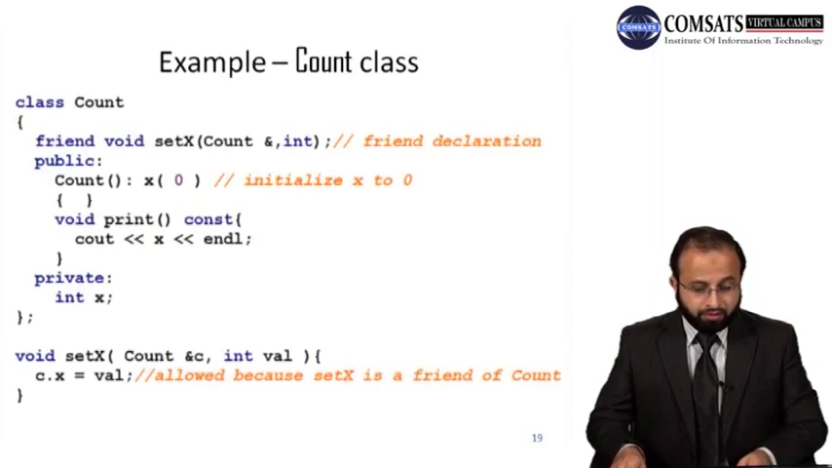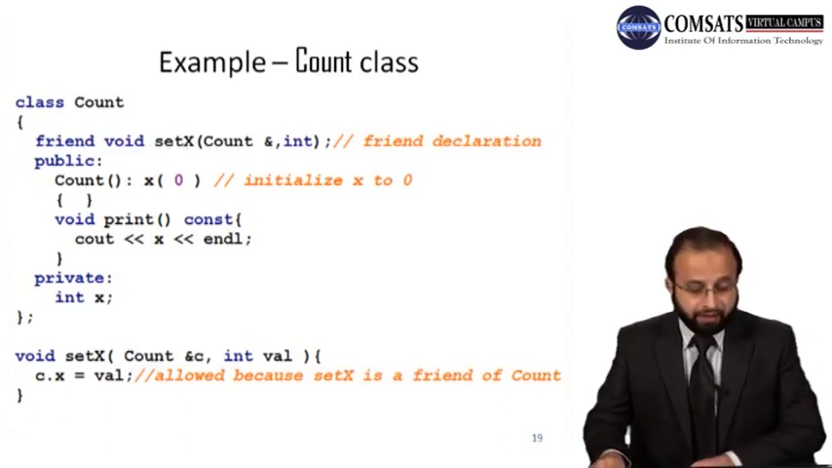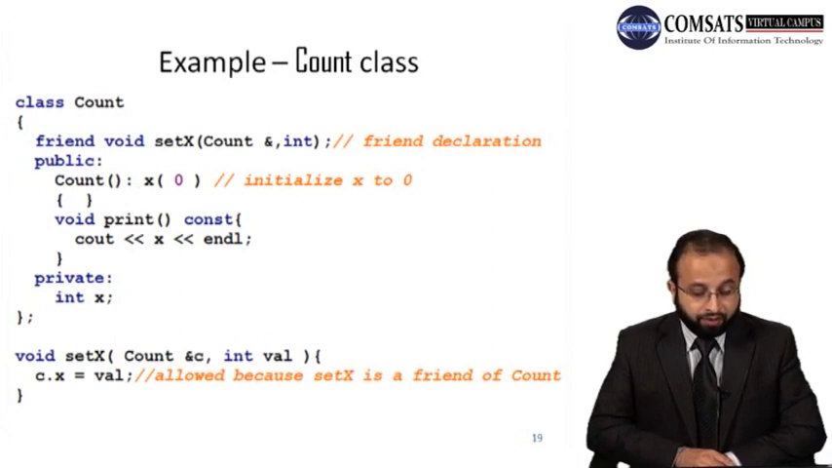In the count example, this is the count example. Now here we can see that we have a setX function, and that is the friend function of the Count class. And then we have some public functions, that is a default constructor, and then we have the print function that prints the value of x, and we have a private data member that is x. And outside the definition of the class, in the setX function, the first parameter is the reference and the second parameter is the integer value. So what we did is we just assigned that value to the private data member of the C object, right?